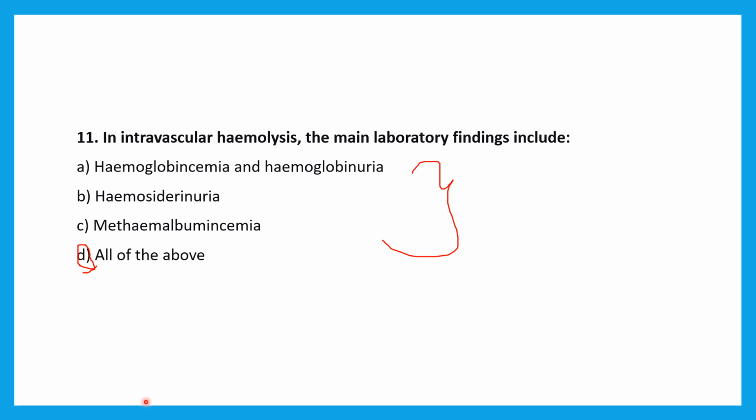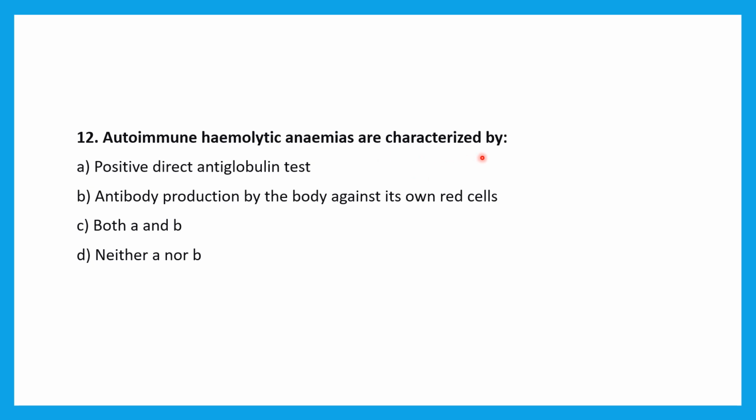We move to the next question, which is question number 12. Autoimmune hemolytic anemias are characterized by: A, positive antiglobulin test. B, antibody production by the body against its own red cells. C, both A and B. D, neither A nor B. Okay, so autoimmune hemolytic anemias are characterized by positive direct antiglobulin test and also antibody production by the body against its own red cells. All these actually point to autoimmune.